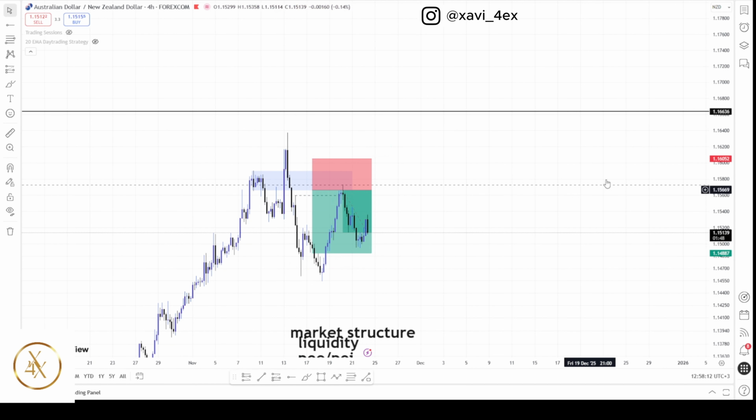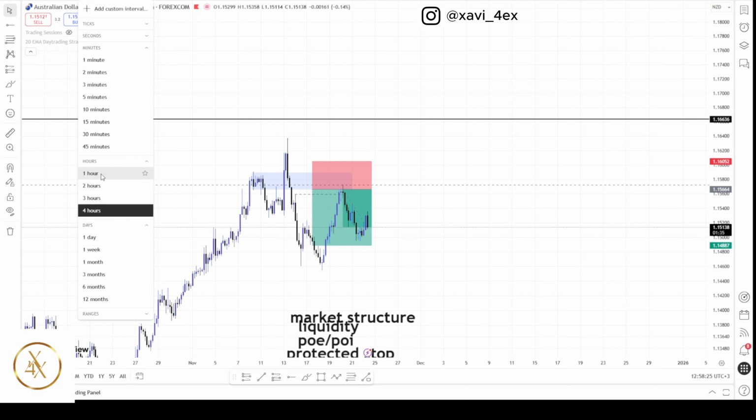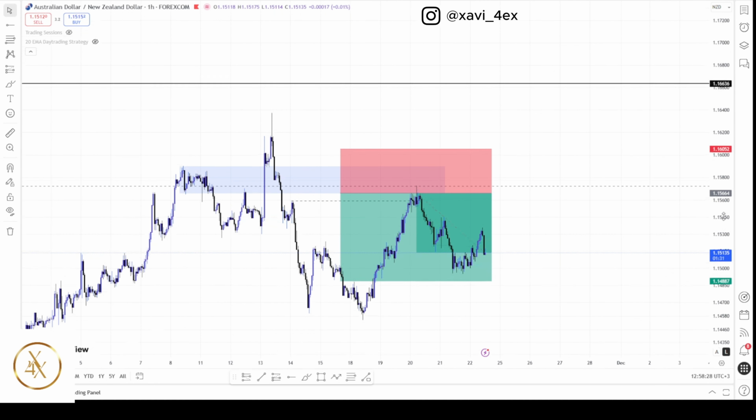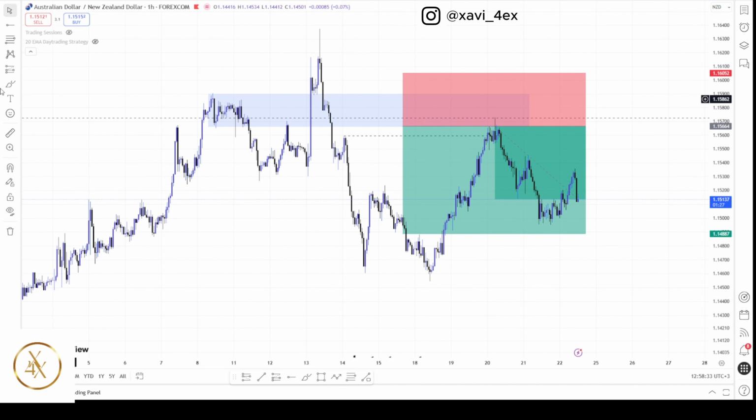Like I told you, once there is market structure, we'll find liquidity. This liquidity was found with this 4 hour candle here, but you can't notice there's liquidity there on the 4 hour because it's just a wick. So you have to go down to the smaller time frames, and you can see liquidity was formed here on the 1 hour.